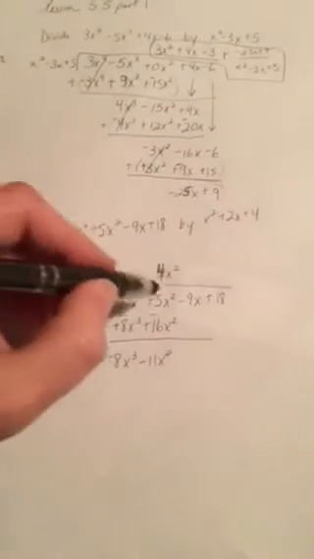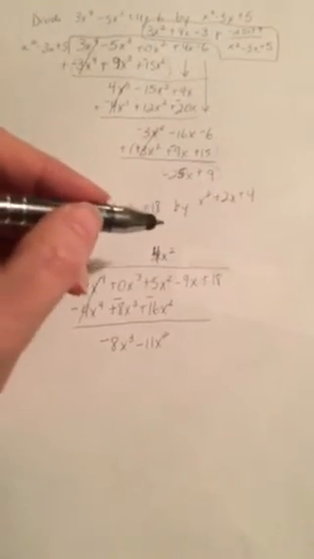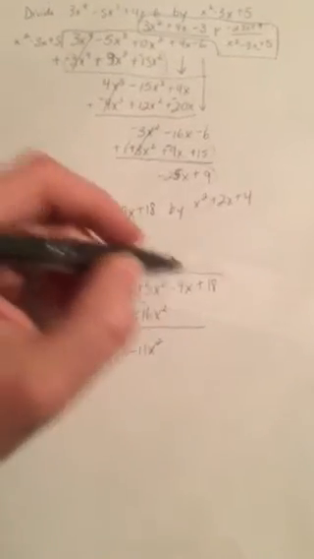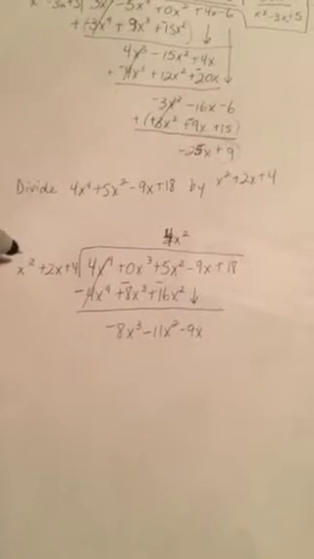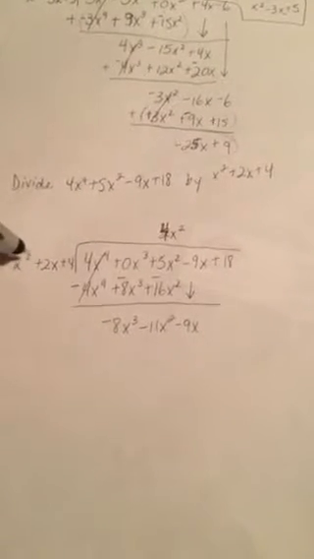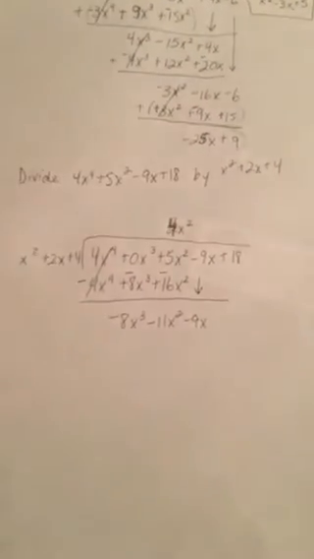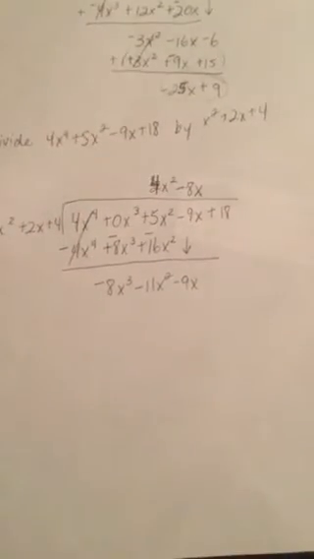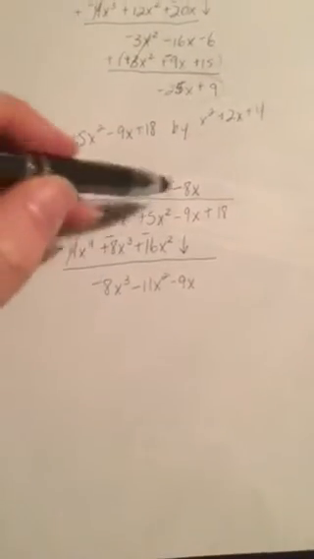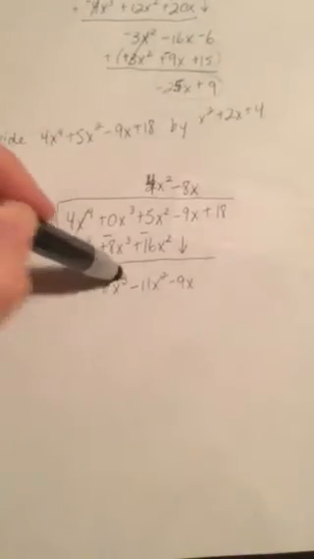All right. I'm allowed to bring one term down. Minus 9x. So x squared times what is going to give me negative 8x cubed? X squared times negative 8x gives me negative 8x cubed. And I can check it. Negative 8x times x squared is going to give me negative 8 times the coefficient 1 is negative 8. X times x squared is x cubed, so it works.